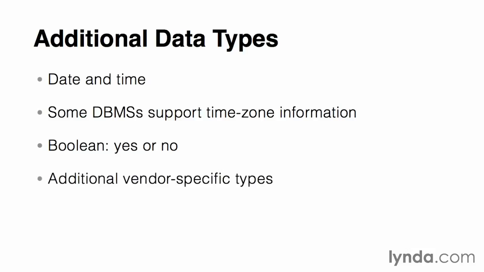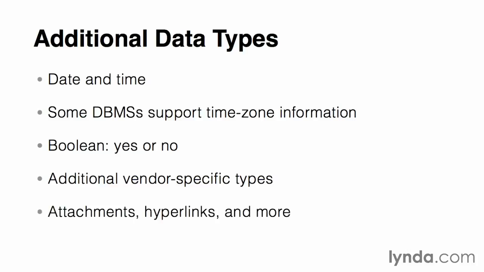In addition to the standard data types, some database management system vendors include support for additional data types as a way to differentiate their product offerings. These data types can include support for including file attachments, such as pictures or PDF files, right inside of your data table. Others will allow you to create hyperlink fields that automatically connect to additional resources on the internet.